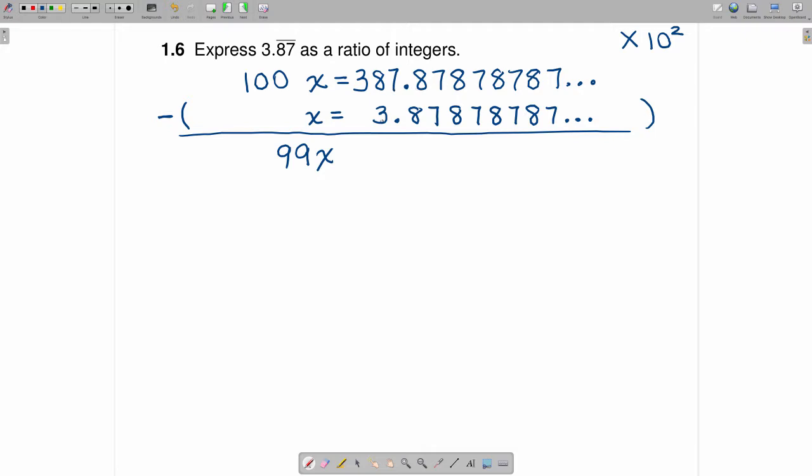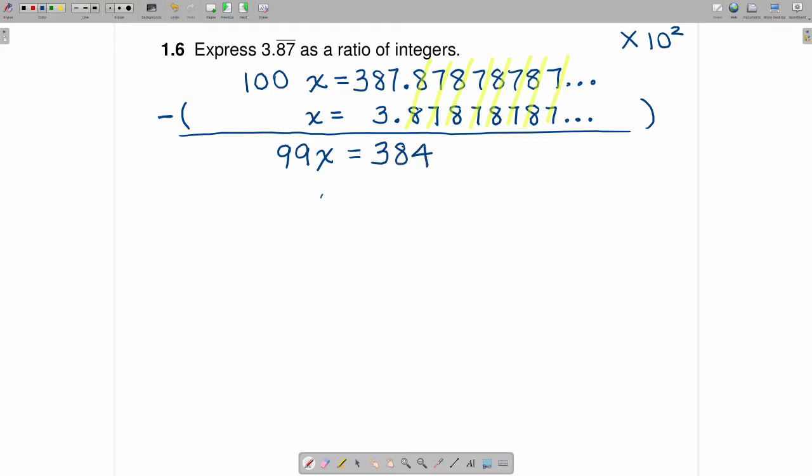And you get 387.878787 minus 3.878787. Notice that everything to the right of the decimal point is going to vanish, right? All of that goes away when you subtract one equation from the next equation. So you are left with just 387 minus 3, and 387 minus 3 is 384.